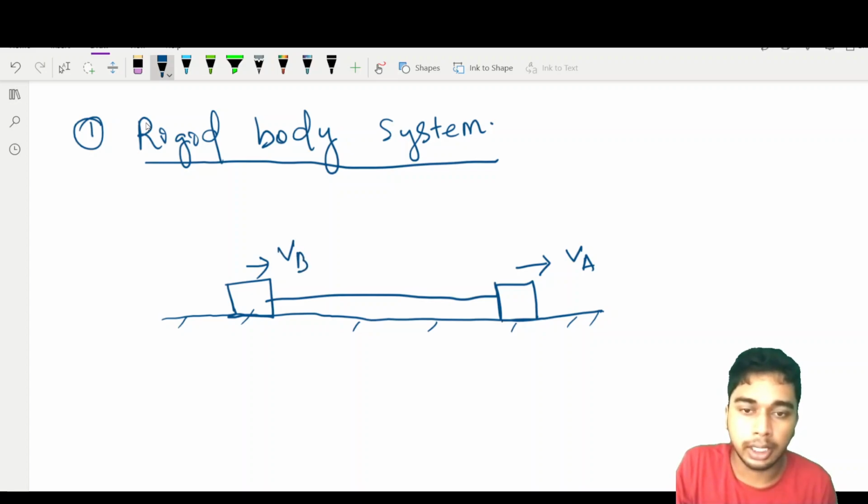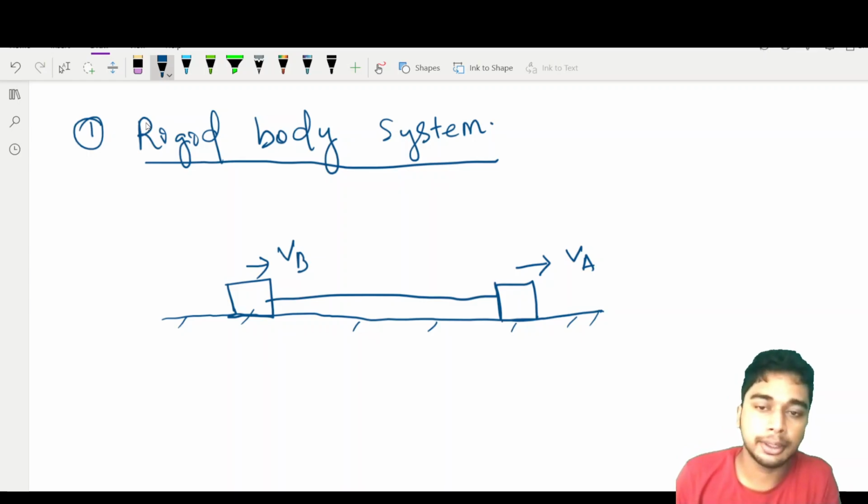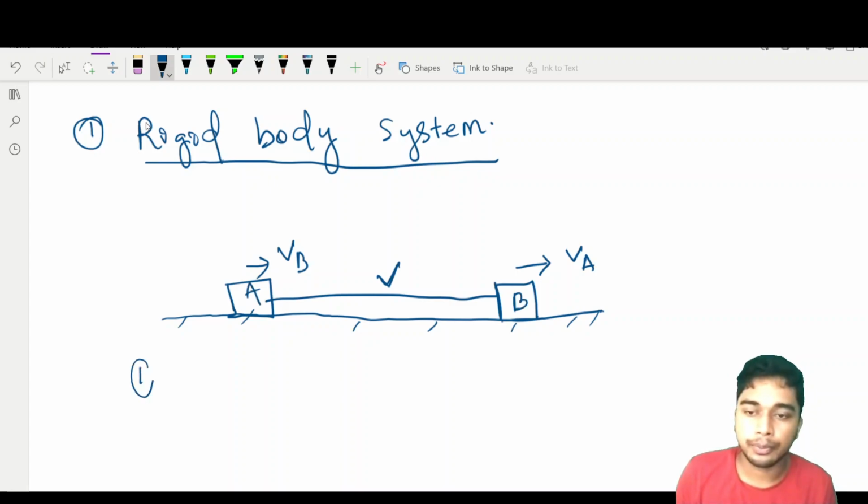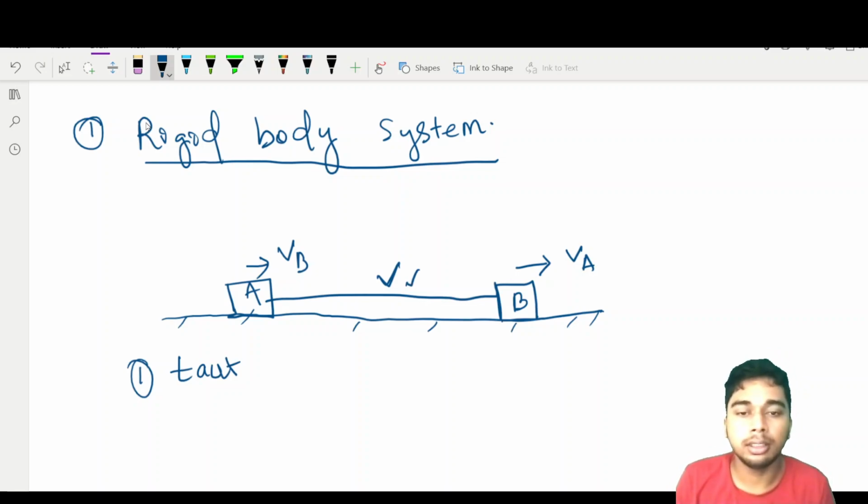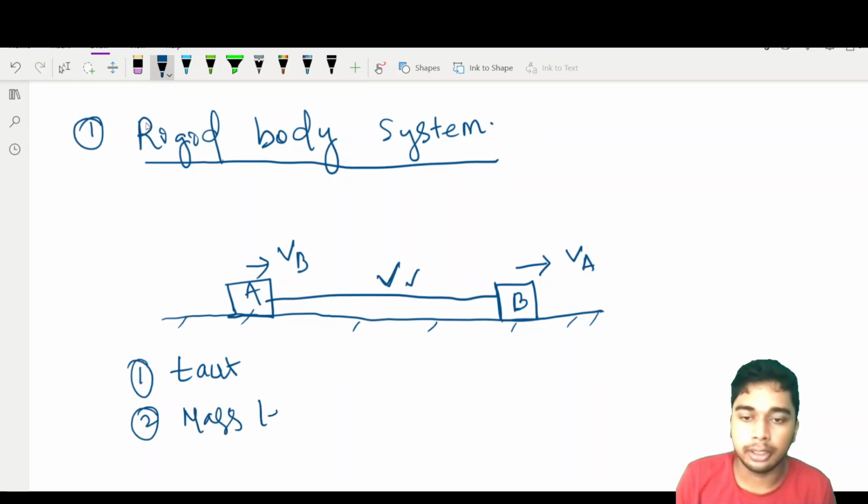and if it moves right with velocity B, and I apply the condition that the wire connecting both the blocks remains taut. It will remain taut. It will never slack. The second condition is massless. I am considering the string connecting A and B should be massless. And third condition I applied is that the wire connecting them is non-extensible.